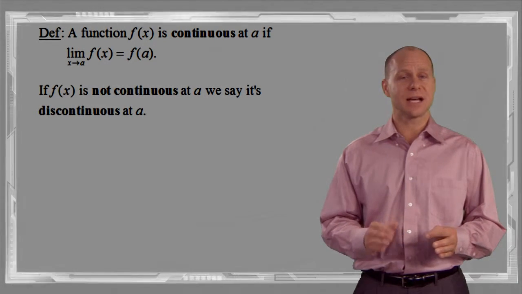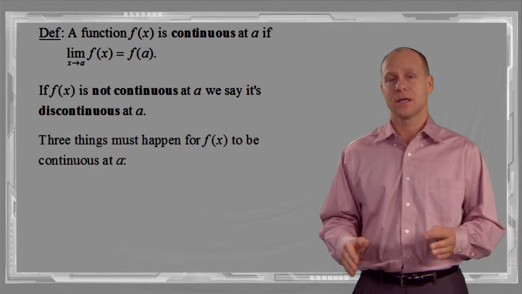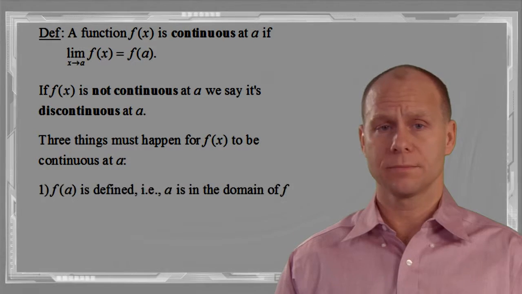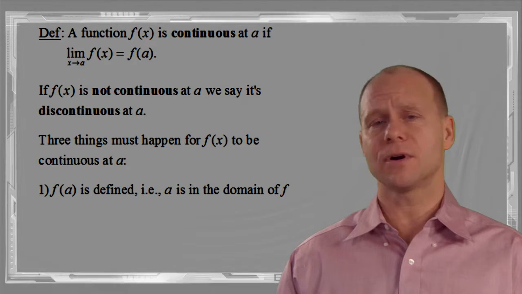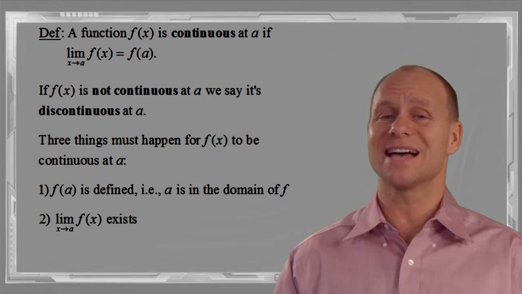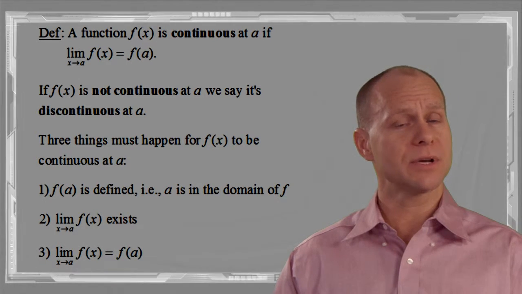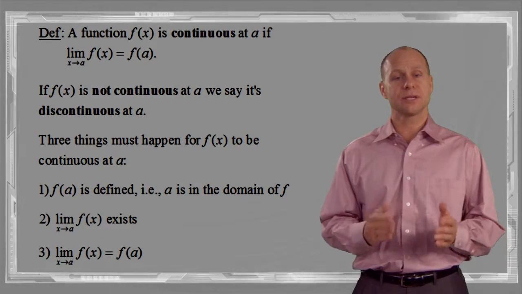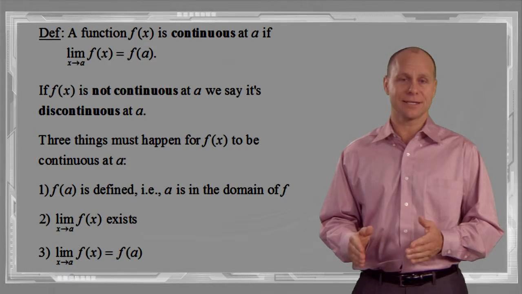If f of x is not continuous at a, we say it's discontinuous at a. Three things must happen for f of x to be continuous at a. 1. f of a must be defined. In other words, a is in the domain of the function. 2. The limit of f of x must exist as x goes to a. And 3. The limit must equal the function at a. So if one of these three things does not occur, f of x is discontinuous at a.